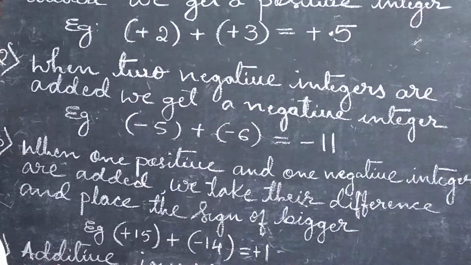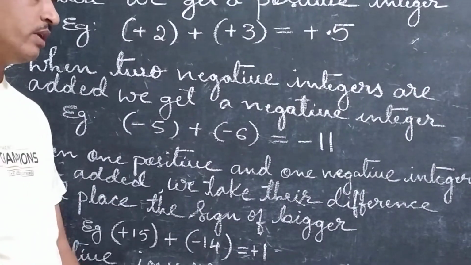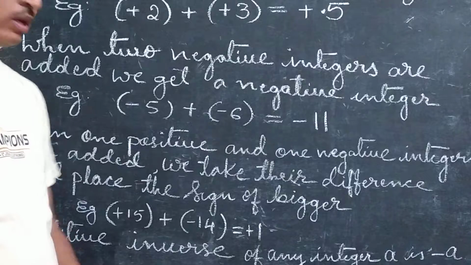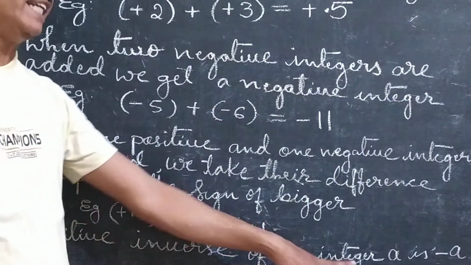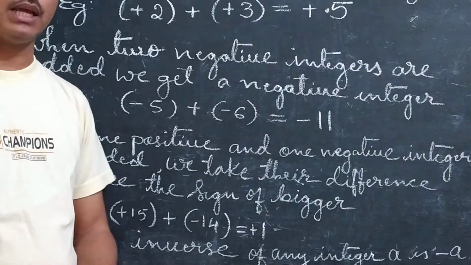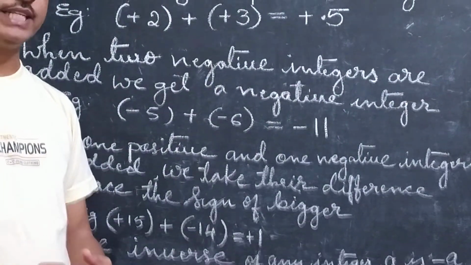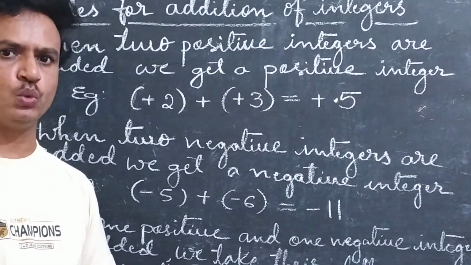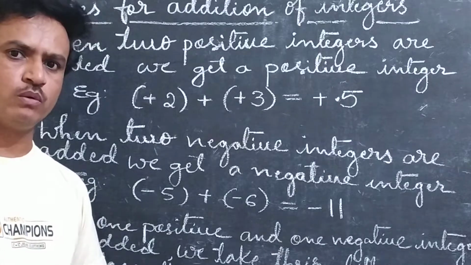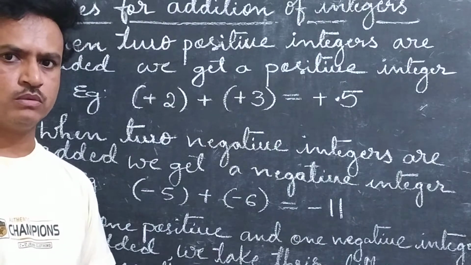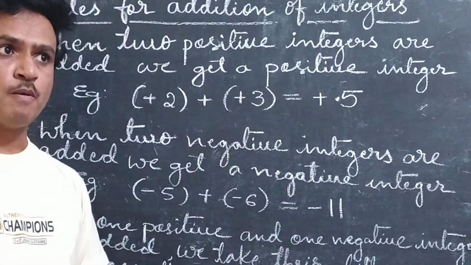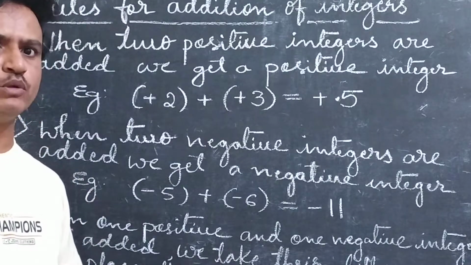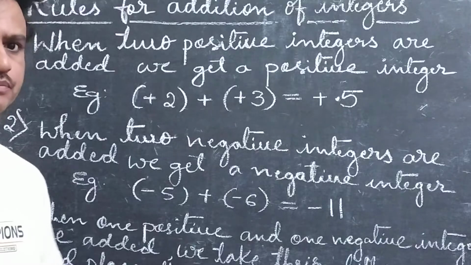Next point: the additive inverse of any integer a is minus a. That means, for example, the additive inverse of plus 2 is minus 2. The additive inverse of plus 5 is minus 5. Now the additive inverse of minus 4: how to write it? Plus 4. That means we have to put the opposite sign here.